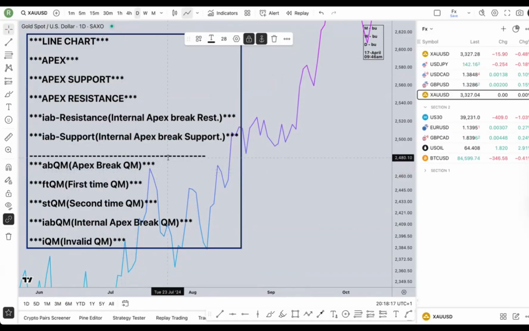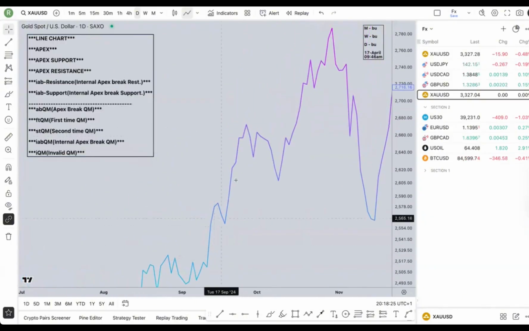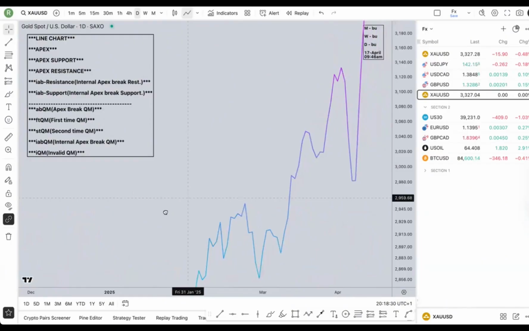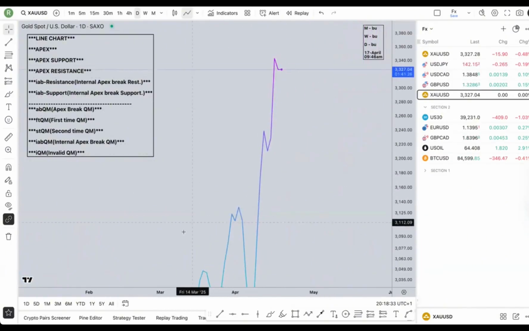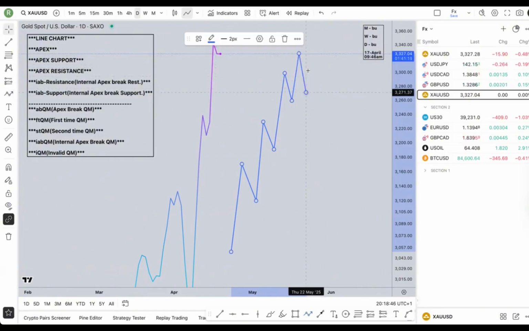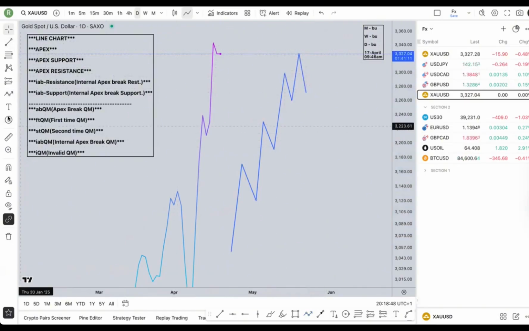ABQM, what's the meaning of ABQM? It means Apex Break QM. How can we identify Apex Break QM? ABQM are QM that are created after an apex resistance or apex support is formed. That means you have something like this. This is a resistance here. A resistance is formed and the market breaks. Now, this area here will be an apex QM.